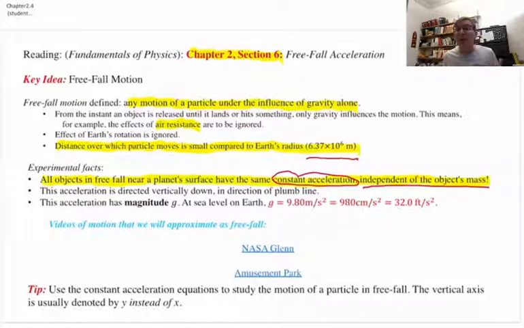That's the same for all objects independent of their mass. The direction of the free fall acceleration is vertically down, in the direction of what we call a plumb line. If you're wondering what a plumb line is, there's a plumb line. I'll go back to the larger video so you can see it.